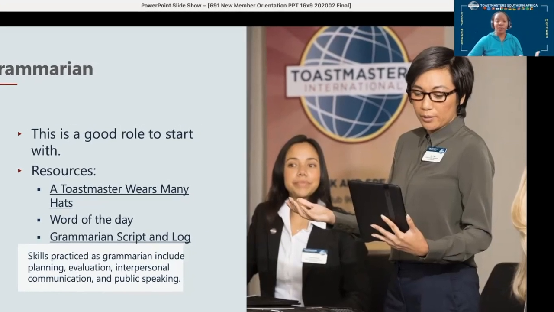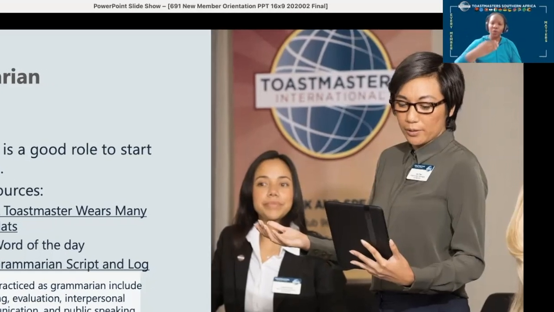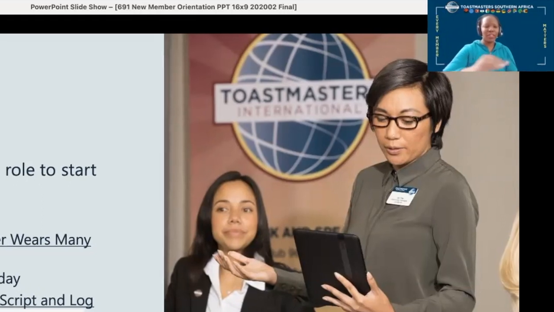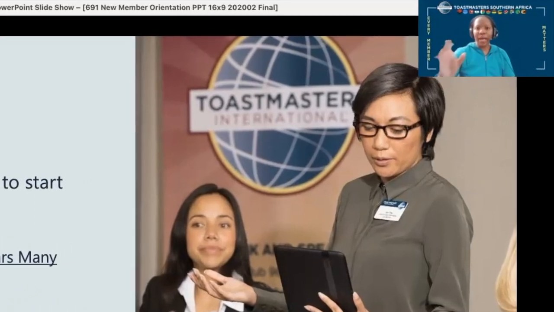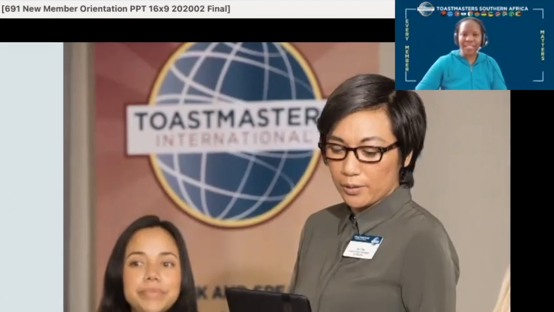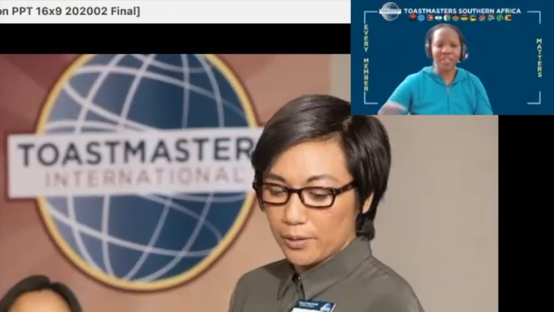And then towards the end of the meeting, the general evaluator will call you upon the stage to give a report to say, this many people use the word of the day. These are some highlights, the nuggets of brilliant uses of words that were presented on the day, and some areas of improvement that we need to look out for in the day. So that is really what the role of the grammarian is about.